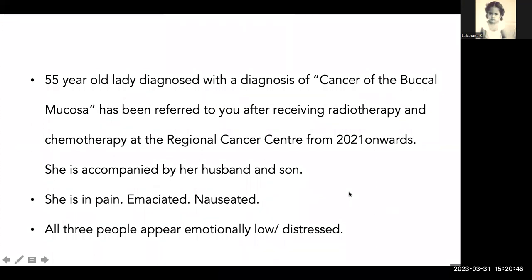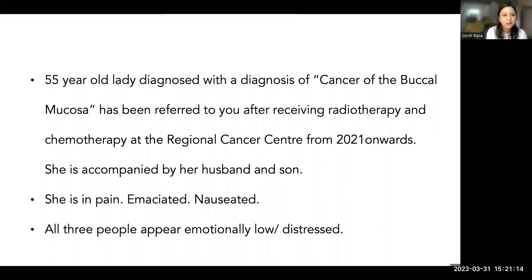Thank you. Hi, okay. 55-year-old lady with a diagnosis of cancer of the buccal mucosa has been referred to you after receiving radiotherapy and chemotherapy at the Regional Cancer Center from 2021 onwards. She's accompanied by her son and husband. She is in pain, emaciated, nauseated. All three people appear to be emotionally low/distressed.